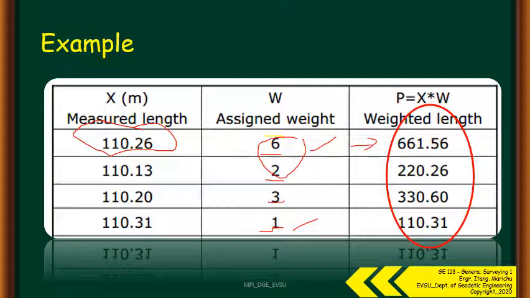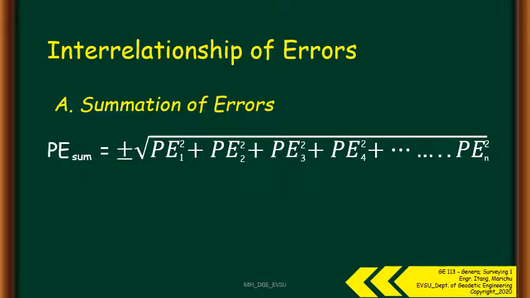So, we have here for the next topic. So, we have the interrelationship of your errors. So, we have two, the summation and the product of errors. For the summation of errors, gagamitin siya. For example, kumukuha tayo ng perimeter. Perimeter, di ba yung perimeter, i-add lang natin yung mga length ng sides ng particular polygon. So, pag yung every measurement natin ng length sa side ng polygon, may error, syempre, yung kanyang error is nag-a-add up din. So, this is the summation of the error.